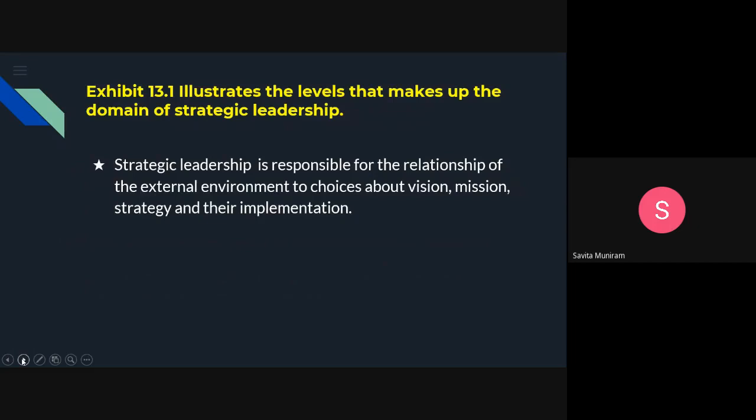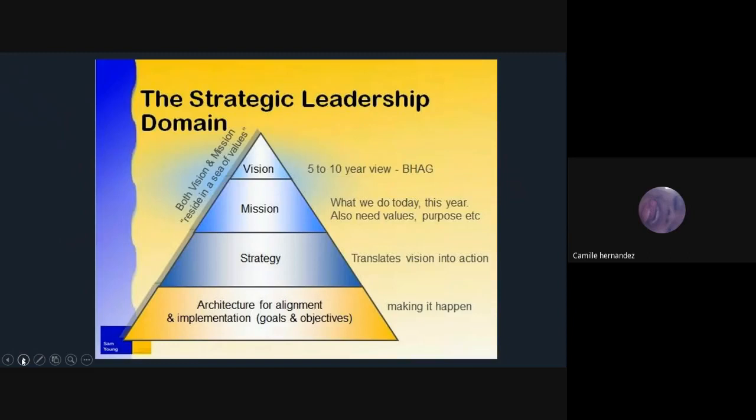Okay. This slide will illustrate the levels that make up the domain of strategic leadership. Strategic leadership is responsible for relating the external environment to choices about vision, mission, strategy, and their implementation. Next slide. Okay, this is the diagram that will show us basically how strategic leadership is set up from the top down.